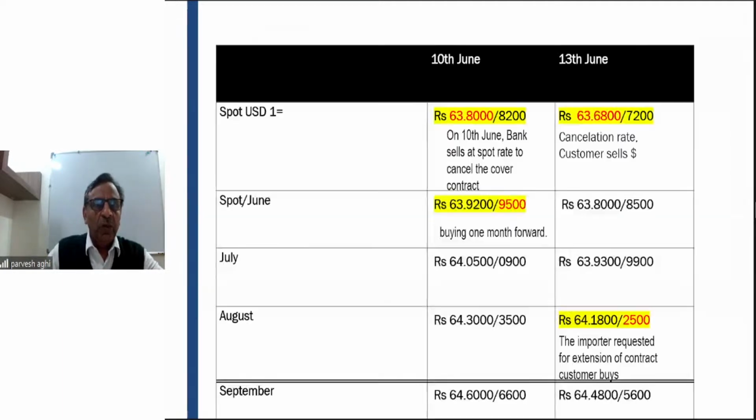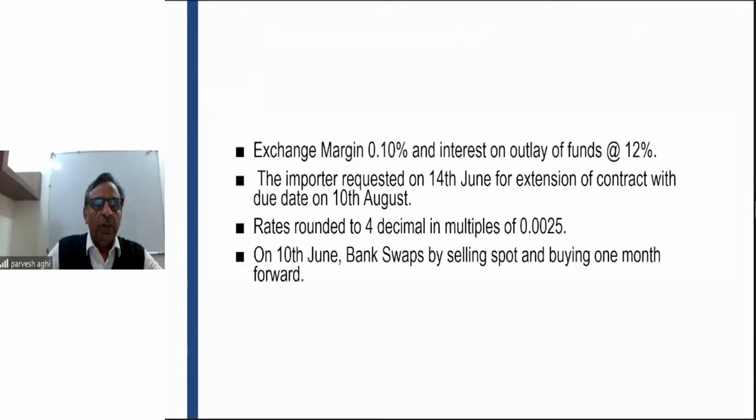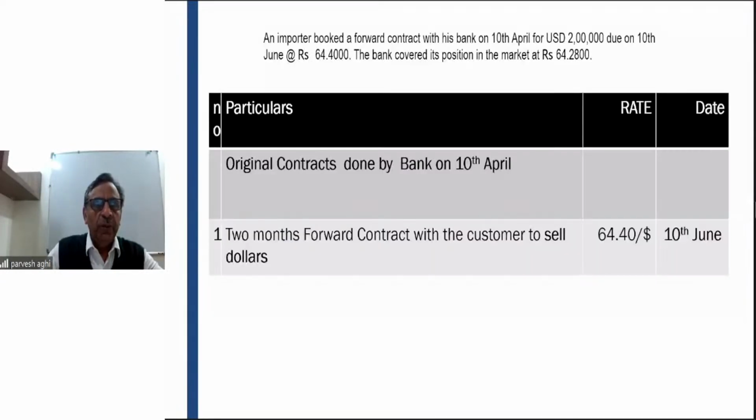Fine. So let's go back and check what this customer is. The importer. Okay, so the bank is going to sell the dollars to you. So the original contract is to sell the dollars. Since you are an importer, the bank is going to sell the dollars to you, and the rate which was given to you was 64.40, and the date was 10th of June. Okay, this all happened on 10th April. So there was a 2-month forward contract to sell the dollars to you because you are an importer. So the bank is going to sell you the dollars at 64.40 on 10th June.